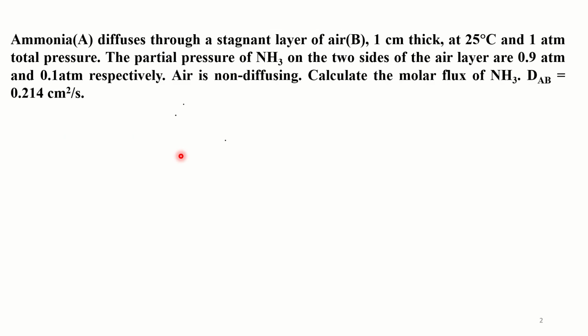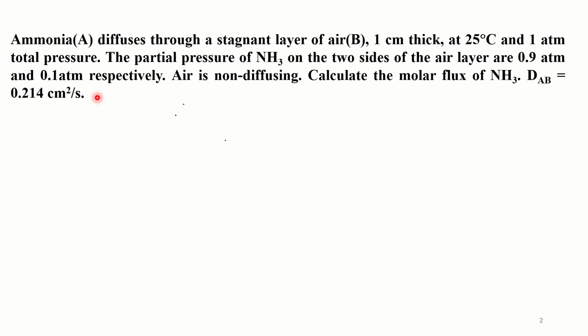So problem statement: ammonia diffuses through a stagnant layer of air 1 centimeter thick at 25 degrees Celsius and 1 atmosphere total pressure. The partial pressure of ammonia on the two sides of air layer are 0.9 atmosphere and 0.1 atmosphere respectively. Air is non-diffusing. Calculate the molar flux of ammonia. So DAB is equal to 0.214 centimeter square per second.